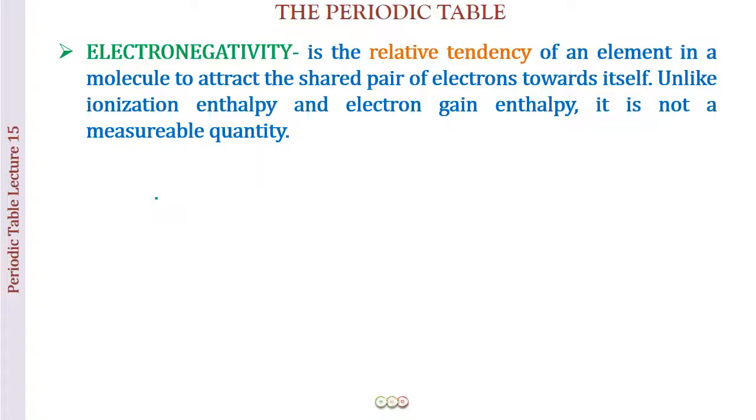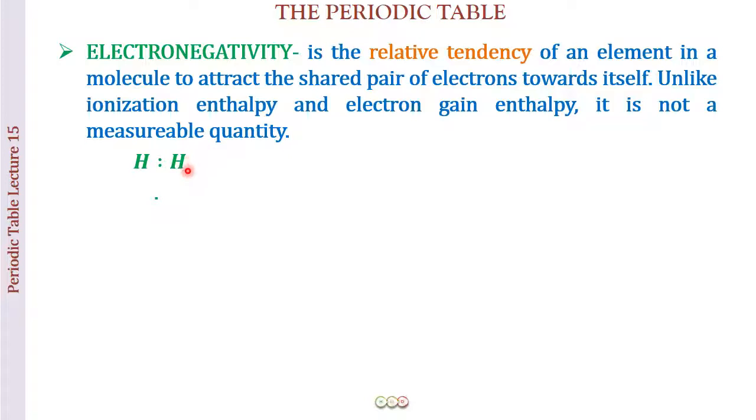So electronegativity is well defined as the relative tendency of an element in a molecule to attract the shared pair of electrons towards itself. And unlike ionization enthalpy and electron gain enthalpy, this is not a measurable quantity. So let us understand what we mean by this.